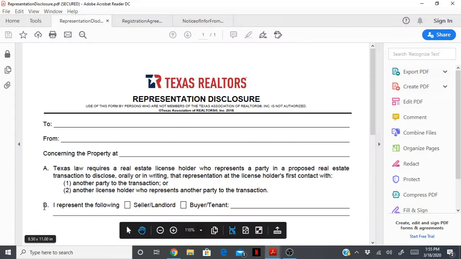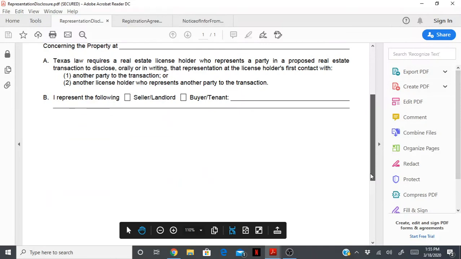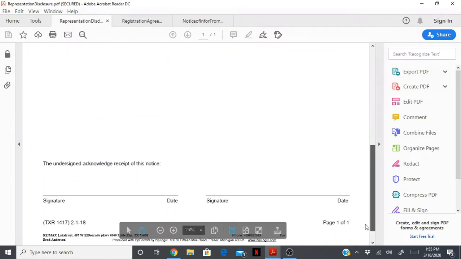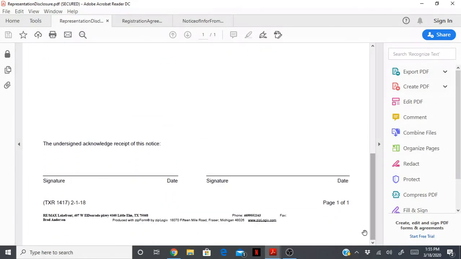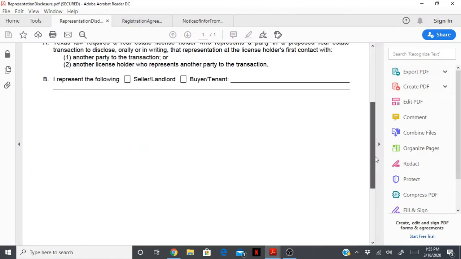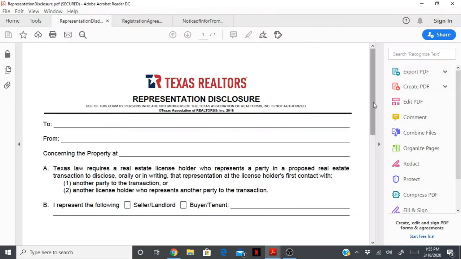This almost implicitly says, let's be clear, I represent the following. Either you represent the seller or, in my example, the buyer. Okay, so you would put the other buyer's name. Now, if you'll notice, there are two spots for a signature. So both parties have to agree to this.